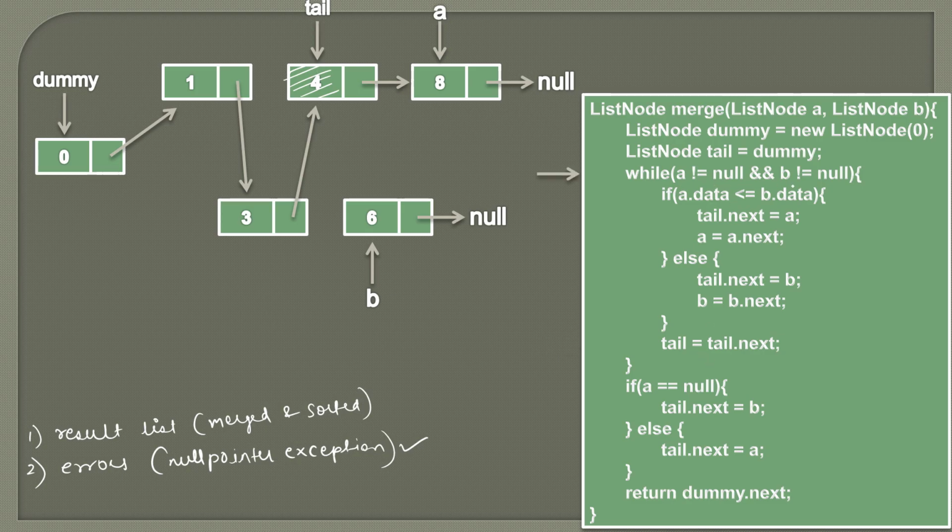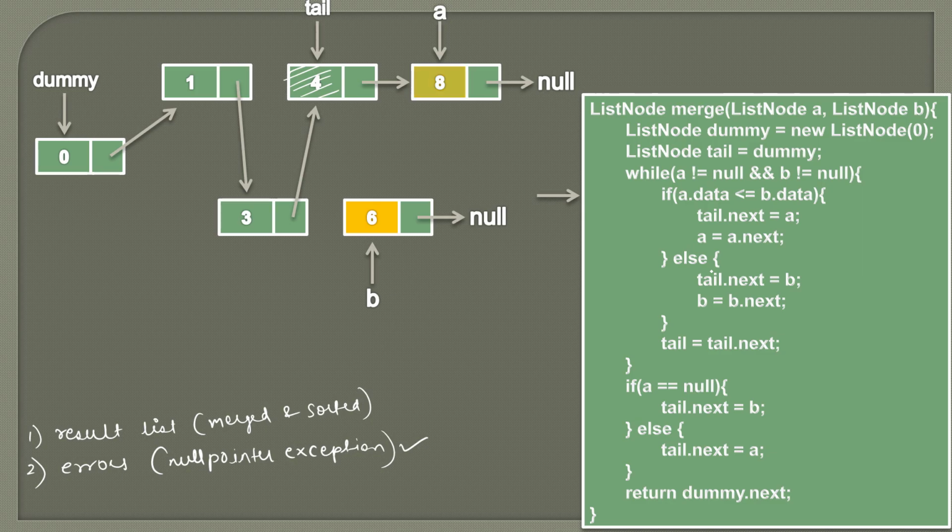A is not equal to null. B is not equal to null. So the condition in the while block comes out to be true. And now we are comparing A data and B data. We are comparing 6 and 8. And here we are checking whether 8 is less than or equal to 6 or not in this if block. So this condition comes out to be false because 8 is greater than 6.